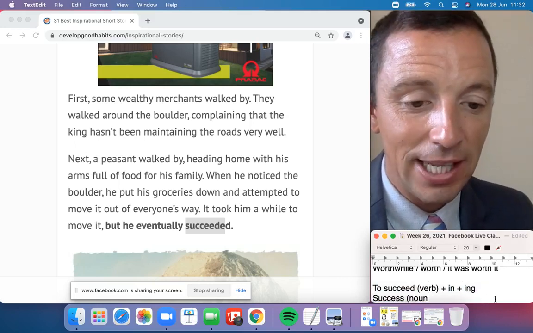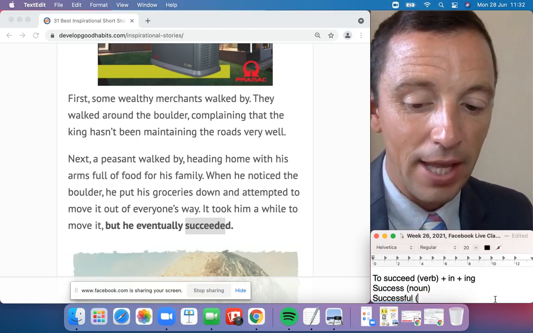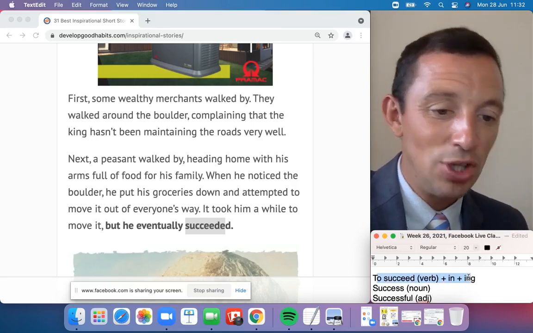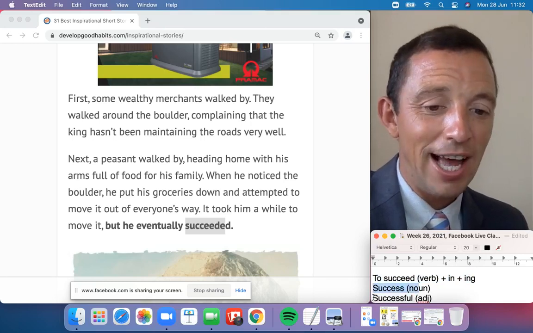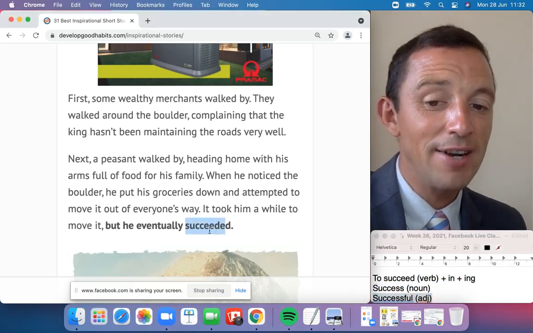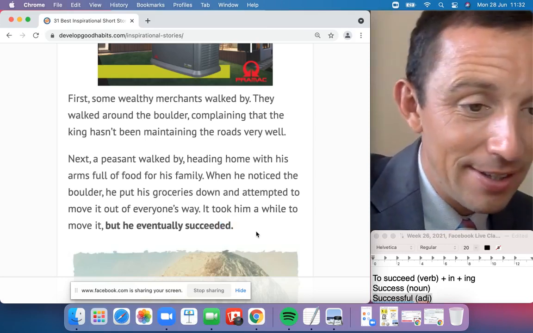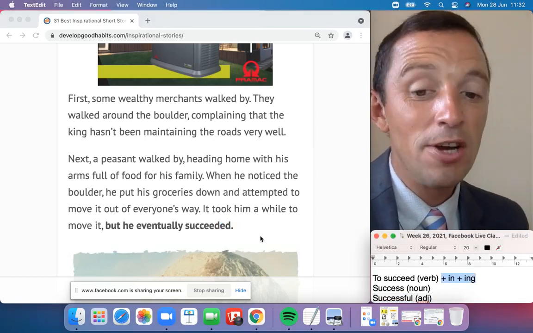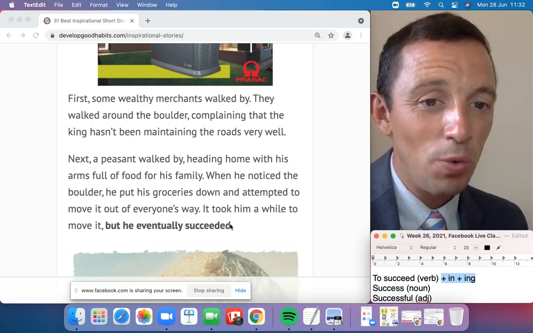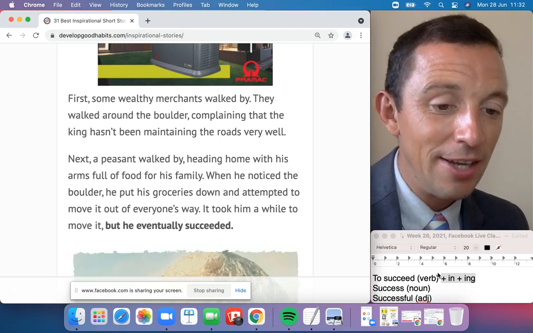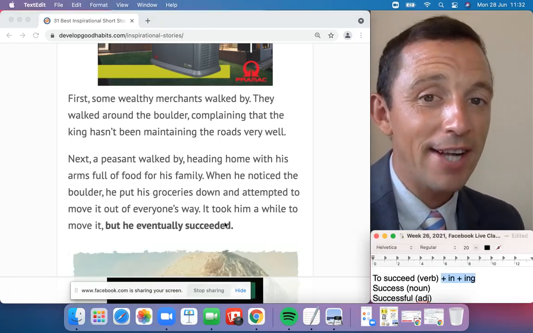Okay, success is the noun, and successful is the adjective. So very, very interesting family of vocabulary, and very, very important. The verb to succeed in doing, to have success, and the adjective successful. Okay, so here he eventually succeeded. It's regular and it's in the past, so it's not necessary in this case to say in ing, because we understand the context, but basically he eventually succeeded in moving the boulder.